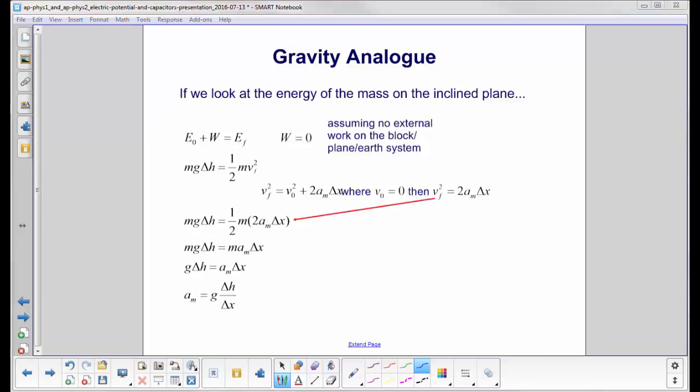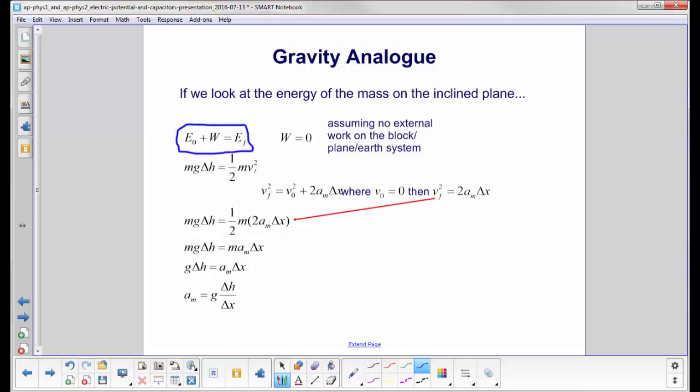Let's start with the mass on the inclined plane and use the conservation of energy. This E is not electric field, it's energy. So the work-energy equation shows initial energy plus work equals final energy. We'll assume that there's no friction in this problem, so there's no external forces, so work equals 0. The energy at the top of the incline is mg delta h, and at the bottom all of it is converted into kinetic energy, so that's 1/2 m v_f squared.